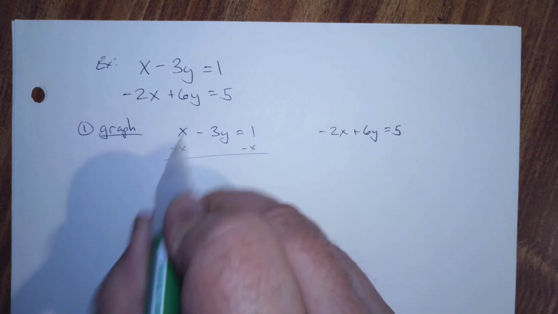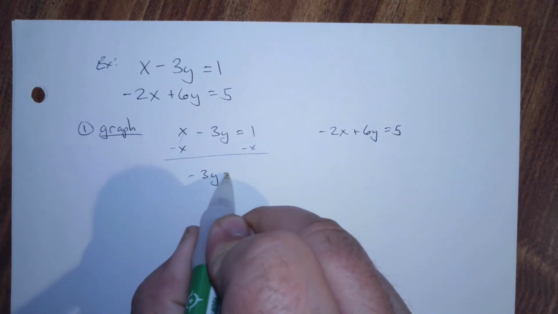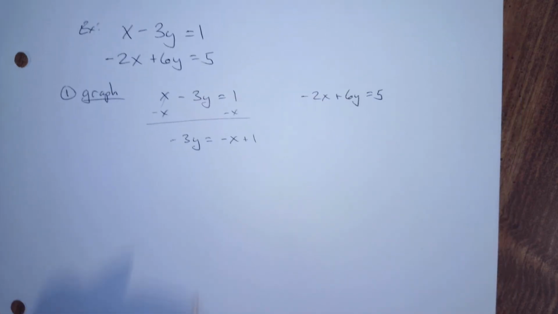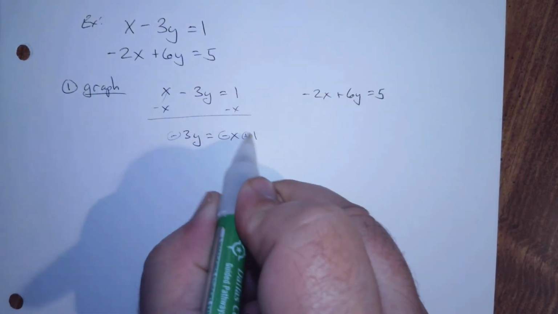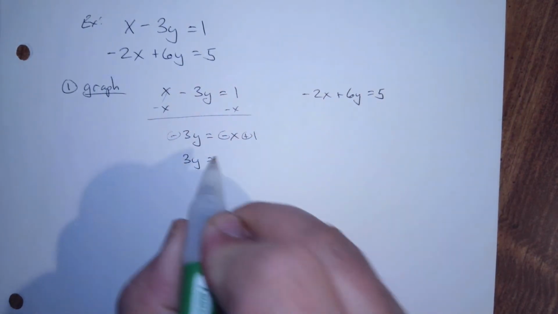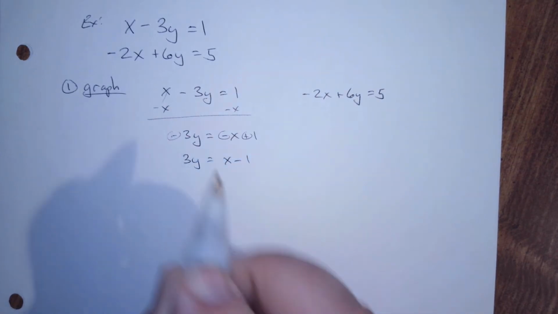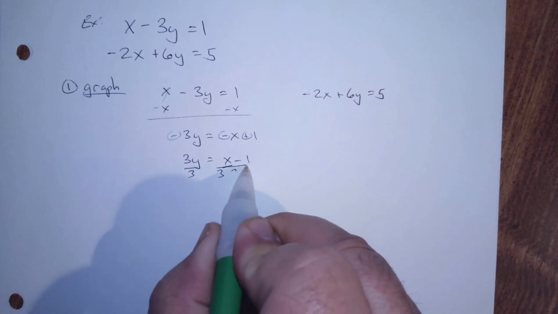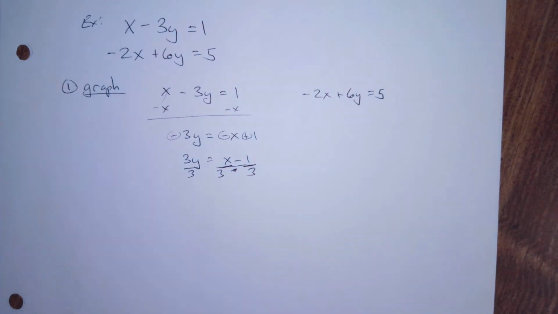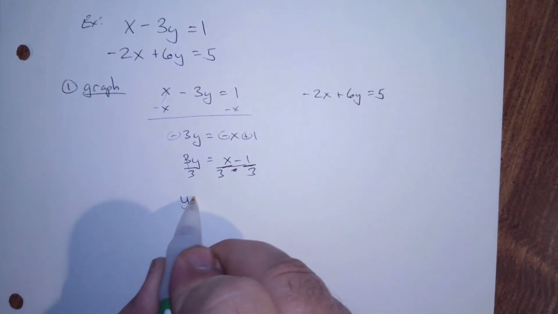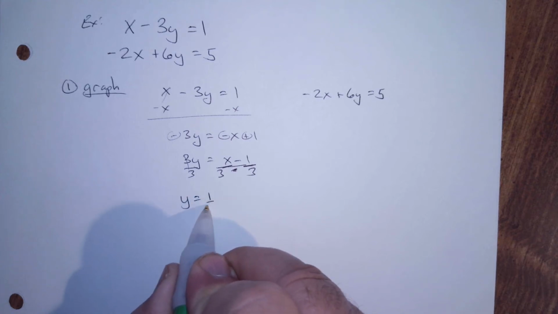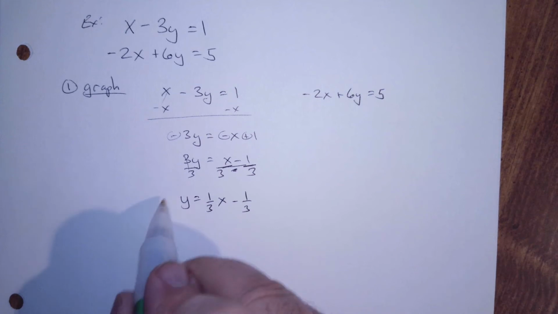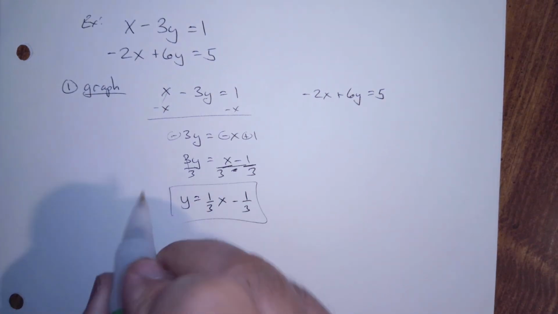So subtract x from both sides. Negative x plus 1. Change the signs. So it's 3y equals x minus 1. And divide by 3, individually. So y is 1/3 x minus 1/3. There's line 1.